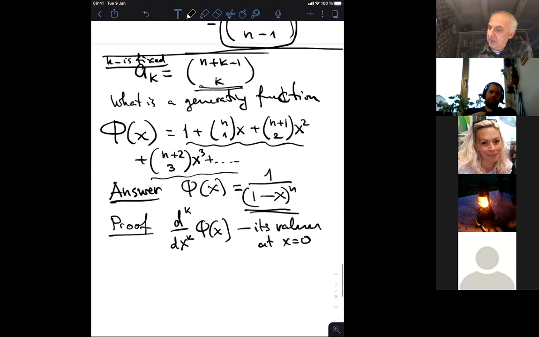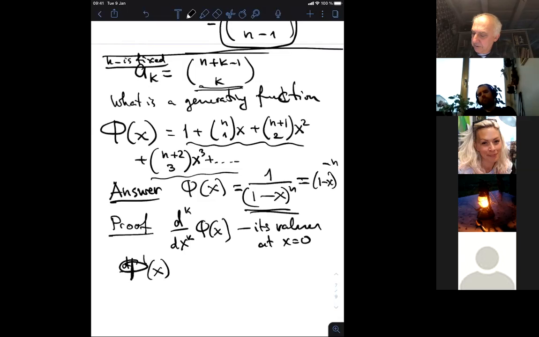Okay, so let's start, say, with the first derivative. Our function is actually 1 minus x power minus n, so it's fairly easy to differentiate. There is no difficulty. So let's start with the first derivative. What about phi prime of x?